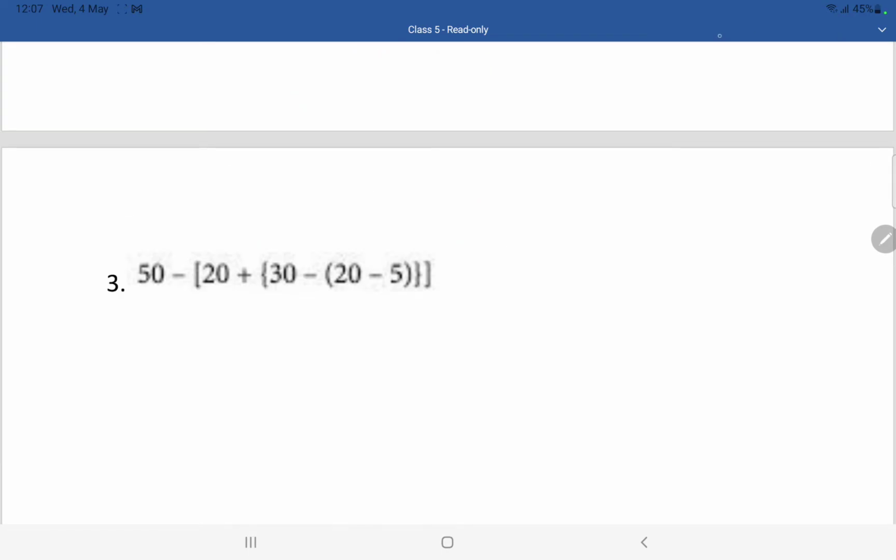So children, the third question is also a direct question. Let us solve. I think you are feeling it a bit complicated because of the brackets. You are having different kinds of brackets. So first, what I told you, first you need to do the open brackets or round brackets.